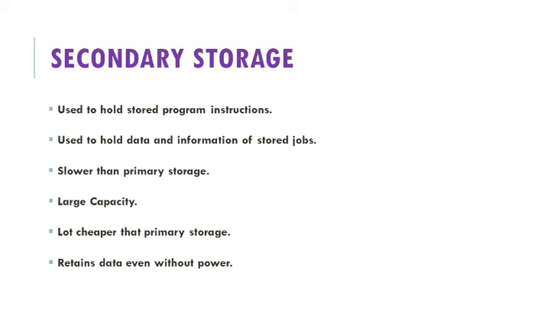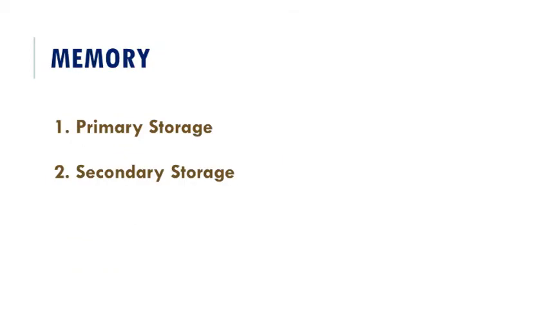Then the third one is that it is slower than the primary storage, and the fourth one is that it helps to store the data at a large level, which means large capacity. Then the fifth one is that it is a lot cheaper than the primary storage. Then it retains the data even without power, which means non-volatile memory. So these are some important features of secondary storage devices. So we have the large capacity, it is cheaper than the primary storage, and also non-volatile memory, and this is used to store the program instructions as well as the data and the information of the user. So that's regarding the secondary storage.